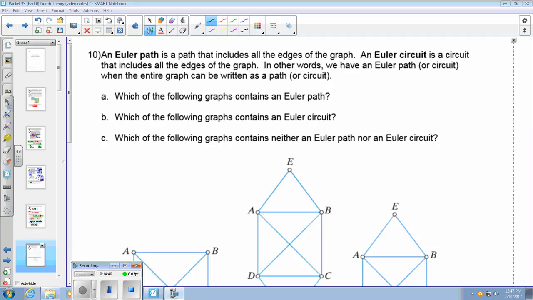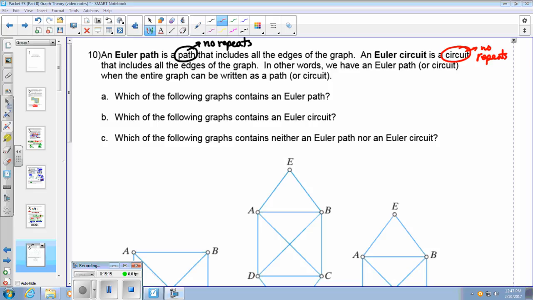Okay, number 10, an Euler path is a path that includes all the edges of the graph, and an Euler circuit is a circuit that includes all the edges in the graph as well. So remember, an Euler path is a path, and this has no repeats. So again, it's a sequence of distinct edges. Same thing with the Euler circuit, because circuits, again, have no repeats. It's just a sequence of distinct edges. Okay, so in other words, we have an Euler path or an Euler circuit when the entire graph can be written as a path or a circuit.